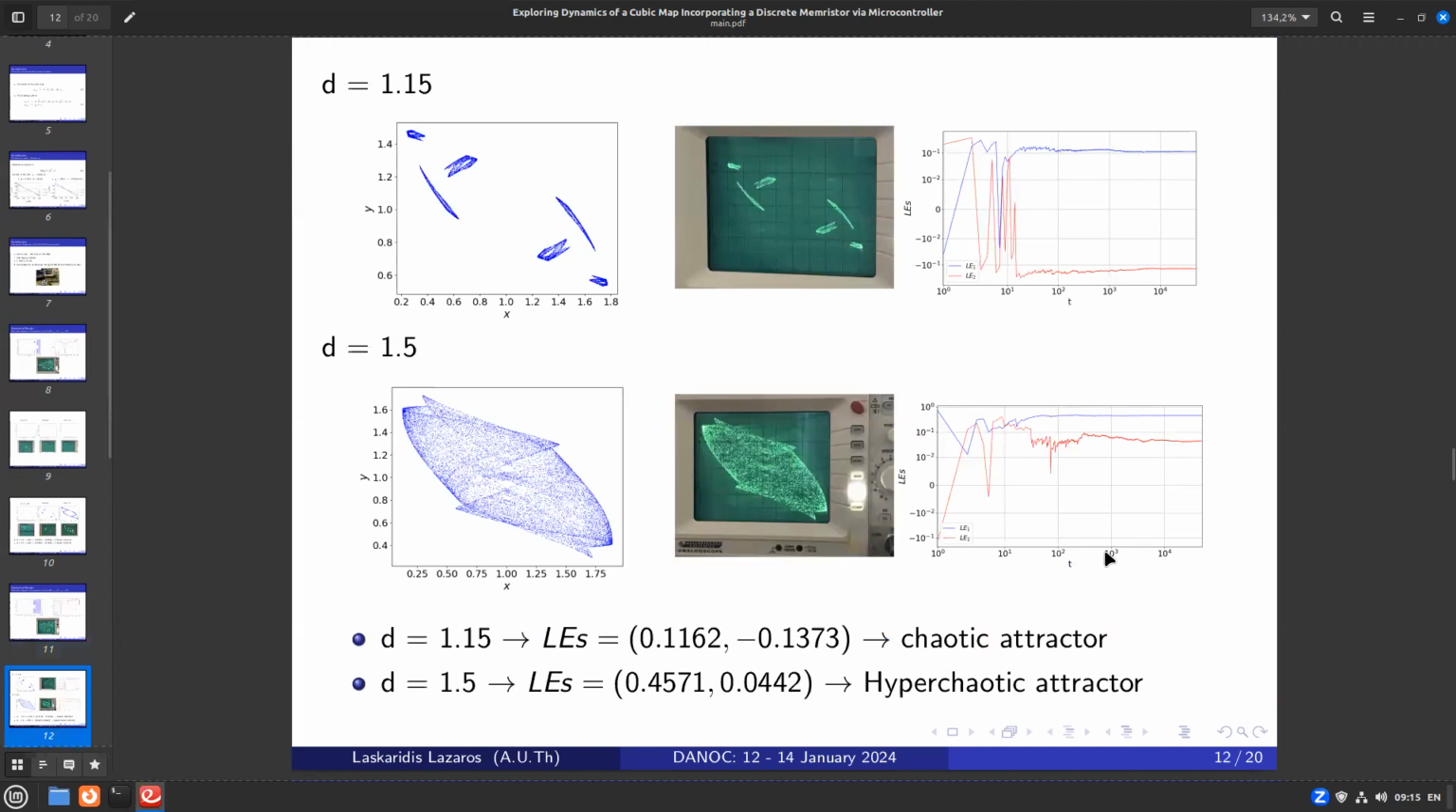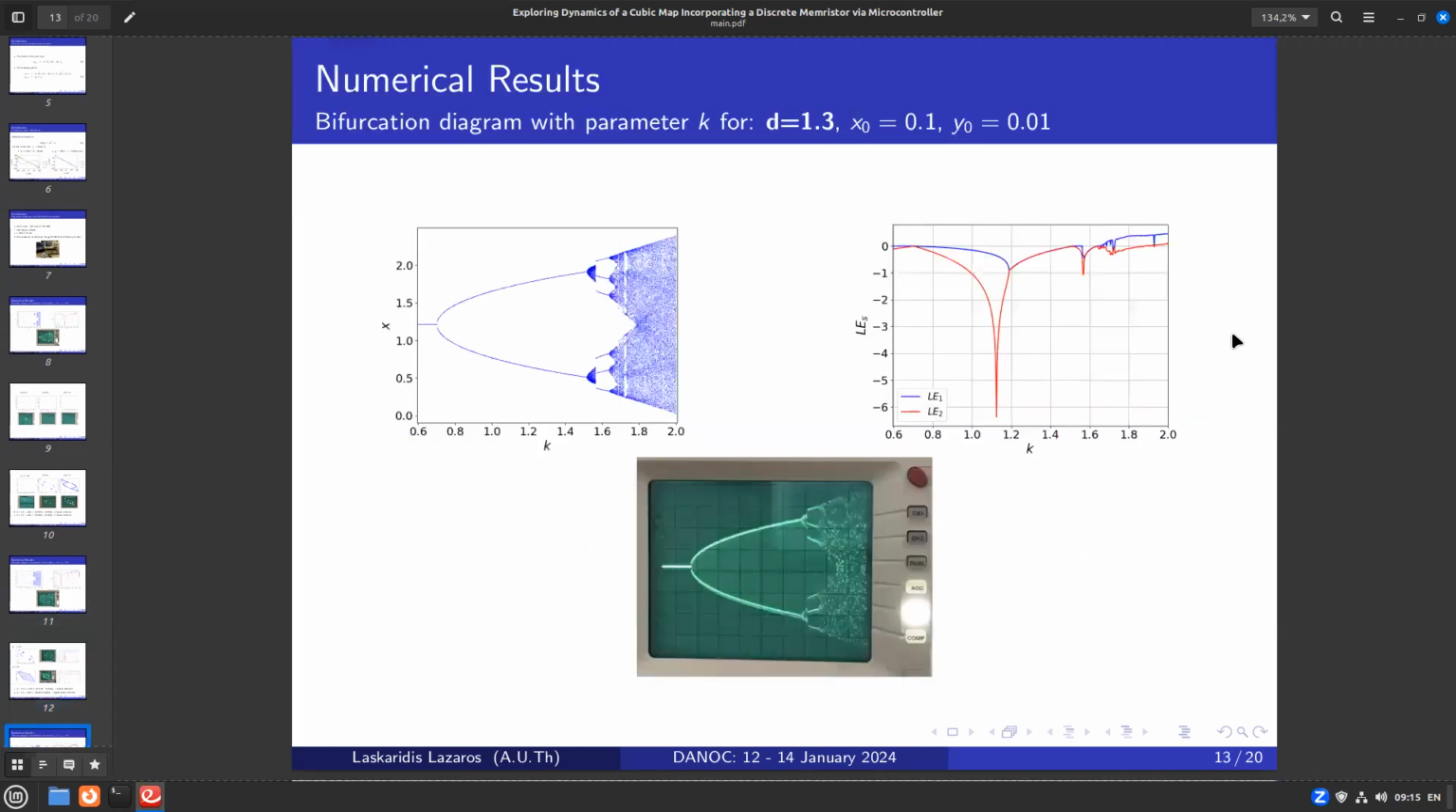And now we are presenting 2 cases where for d equals 1.15 and for d equals 1.5, we have one chaotic attractor and one hyperchaotic attractor. And we see that we have 2 positive Lyapunov exponents, and the results are presented here and from the oscilloscope and the Lyapunov exponents at the right diagram.